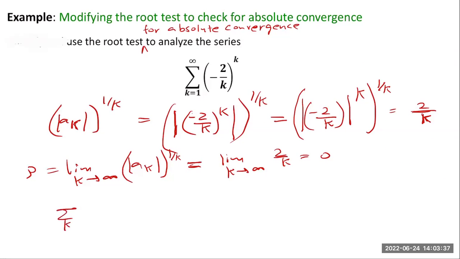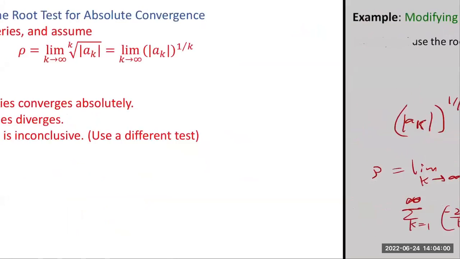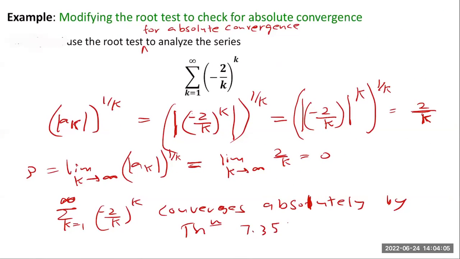The given series, k goes from 1 to infinity, of (minus 2 over k) to the power k, converges absolutely by theorem 7.355. Okay, that completes that example.